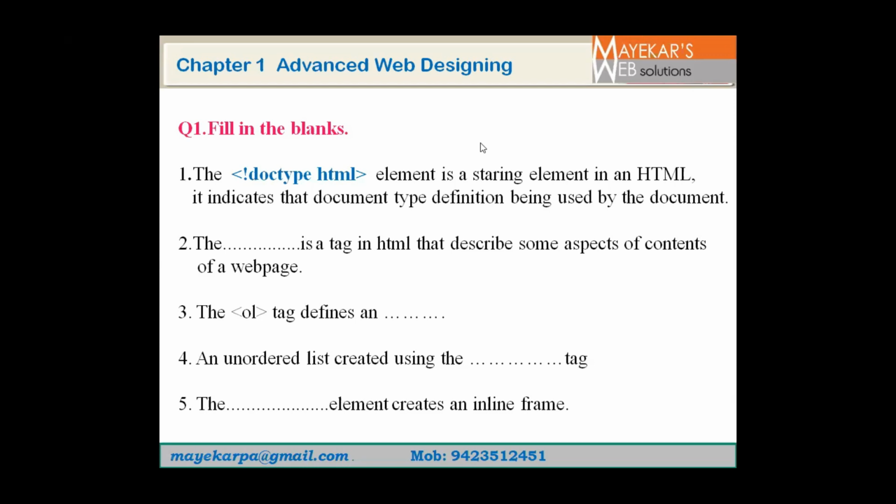If you want to give the aspects, it can be given by the meta tag. Some students have answered body tag here, but they haven't asked only about the content of the web page. They have asked about the aspect of content of the web page. So here the answer is meta tag. The meta is a tag in HTML that describes some aspect of content of a web page.